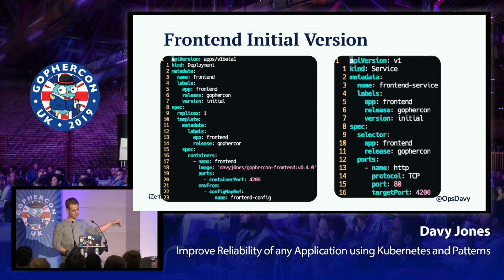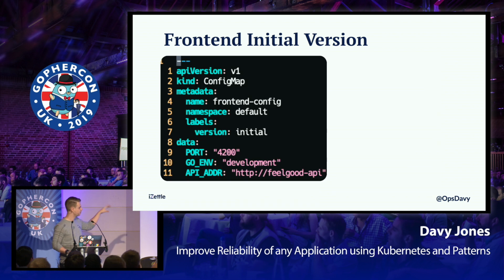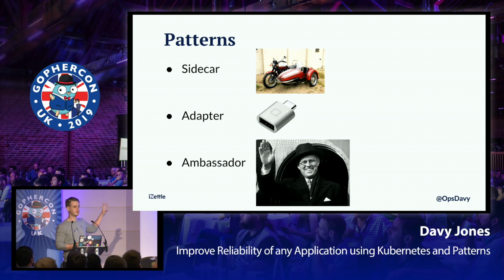The only slight difference with this one is there is a config map attached to it, which defines some configuration. So we can see in the API address there, we're just using the cluster DNS name for it. So here are the kind of three main patterns that I'm going to be using today. The sidecar pattern, the adapter, and the ambassador.